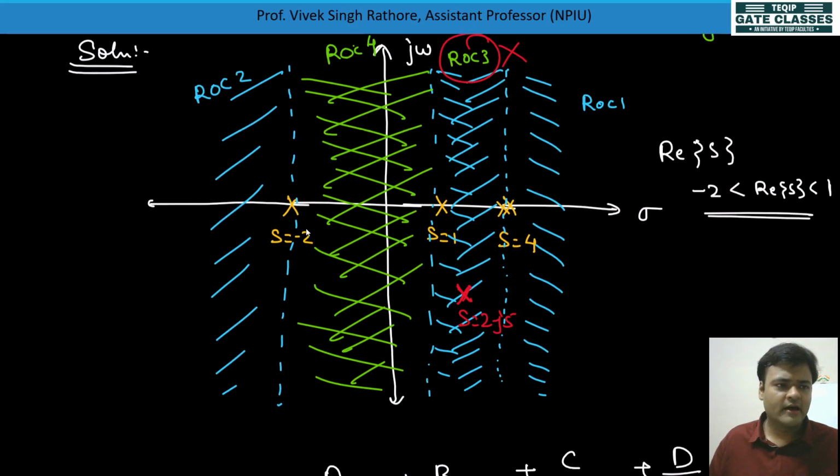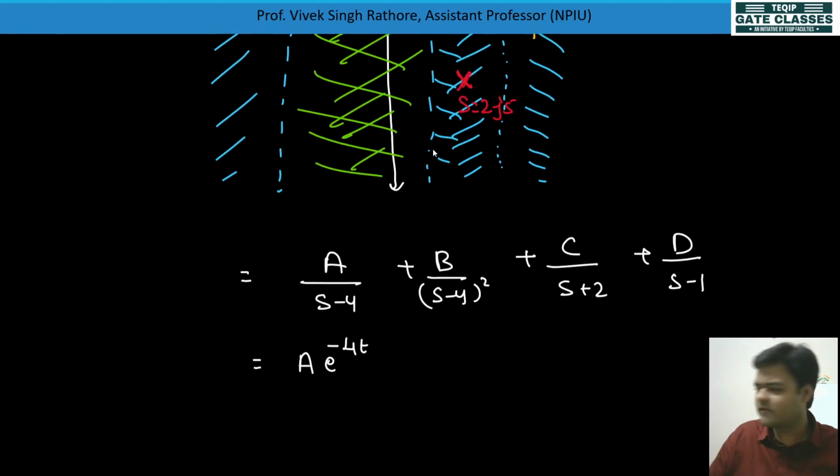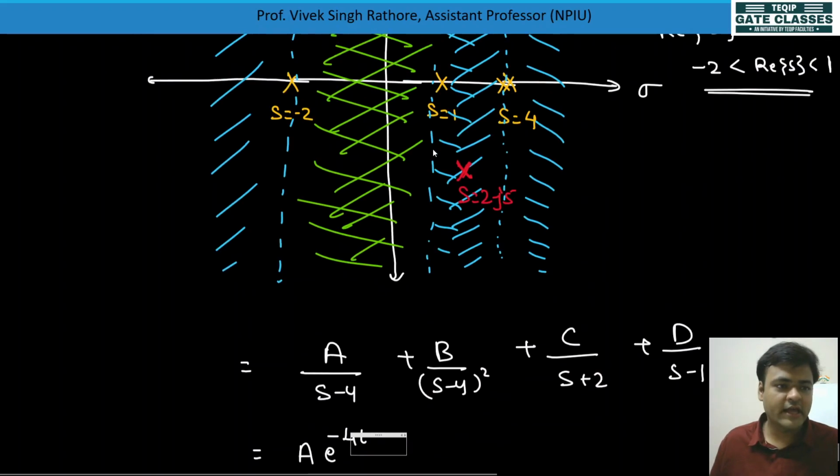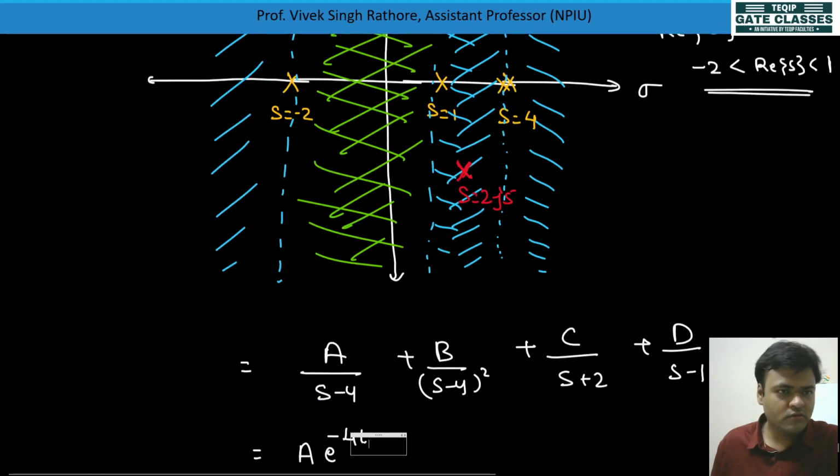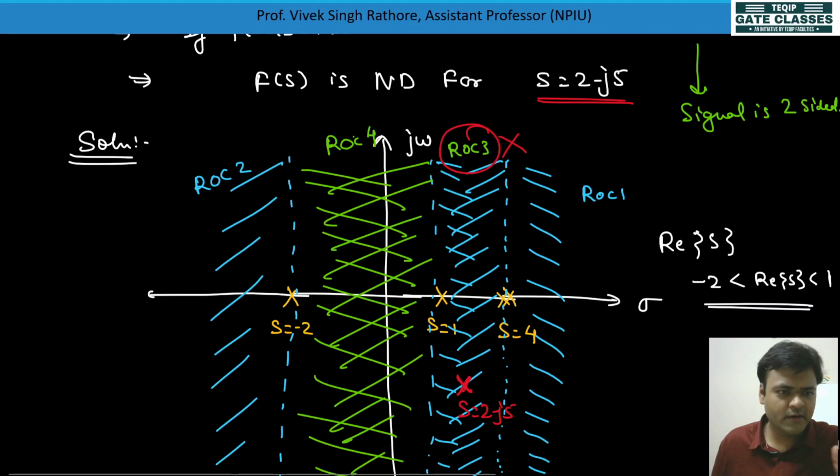So see, actually for s minus 4, for s equal to 4, the portion will be right hand sided. We need to understand this thing. For s equal to 4, the signal can be right hand sided or left hand sided. If right hand sided, then again some more ROC will happen.